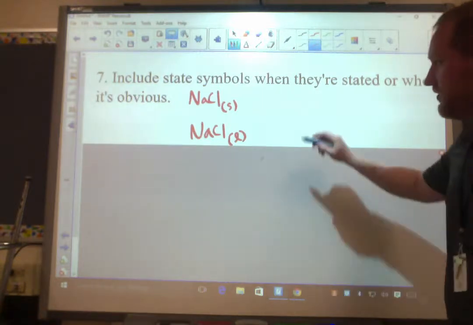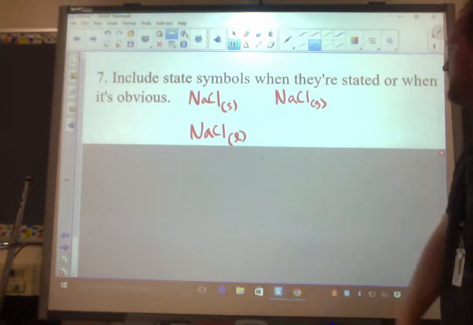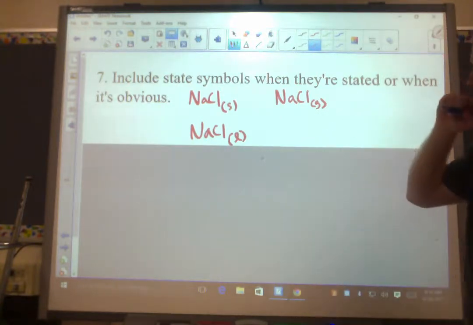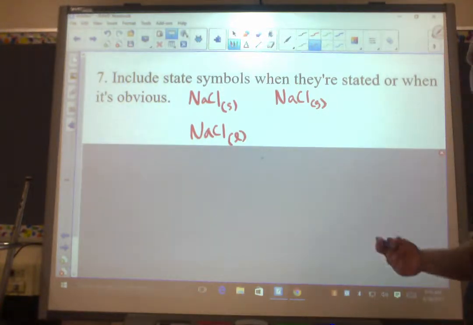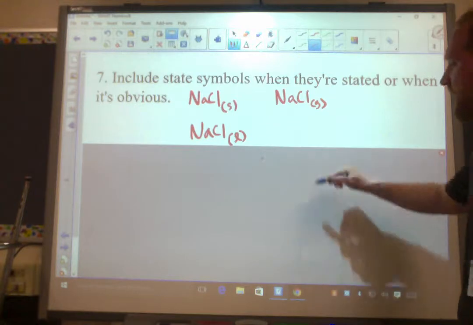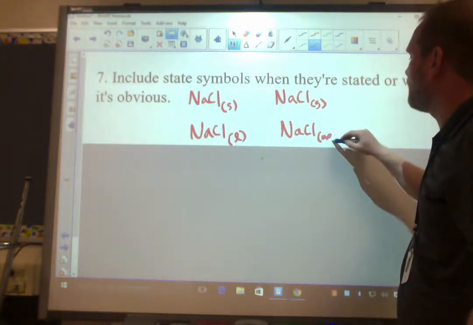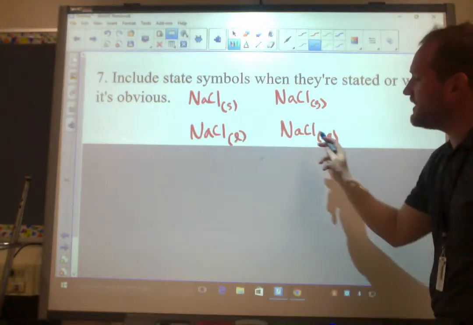If you manage to boil that salt, well, now we have gaseous salt, NaCl gas, would look like this. And the last state is aqueous. Aqueous means it's dissolved in water. Now, a lot of times when we do reactions, we're going to deal with aqueous compounds, and that's very important. So NaCl aqueous. Okay? Big difference between these two.